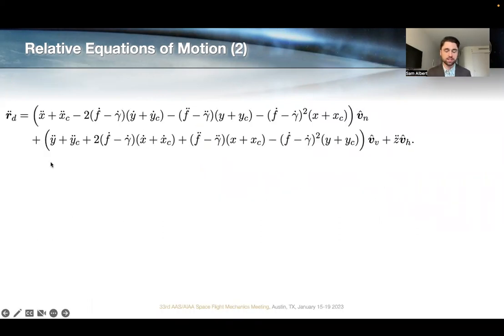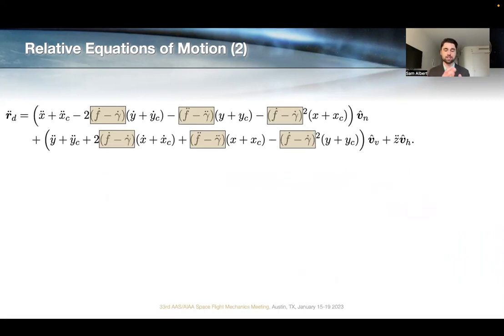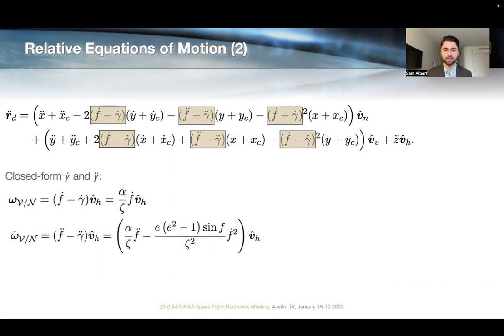Here's that same deputy kinematic expression again. Some of the other terms that appear, coming from our omega term, are f dot, gamma dot, f double dot, gamma double dot. F dot is not too bad, but it's not clear what gamma dot and gamma double dot should be. But because we have Keplerian motion and gamma is the flight path angle of the chief specifically, we can just use Keplerian orbit identities to develop these closed form expressions to substitute in. And you can see that they are still in terms of f double dot.